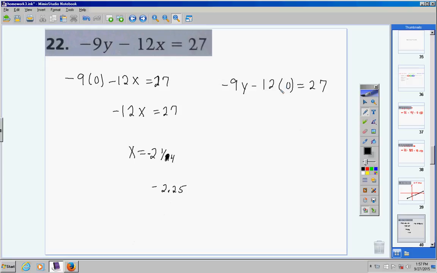Now let's find the y-intercept. I know the line is going to pass through the x-axis at negative 2.25. Now let's find out where the line is going to cross the y-axis. 12 times 0 is 0. Negative 9y minus 0 is negative 9y. Divide both sides by negative 9. Excuse me. And y equals negative 3. So there are my x and y intercepts.